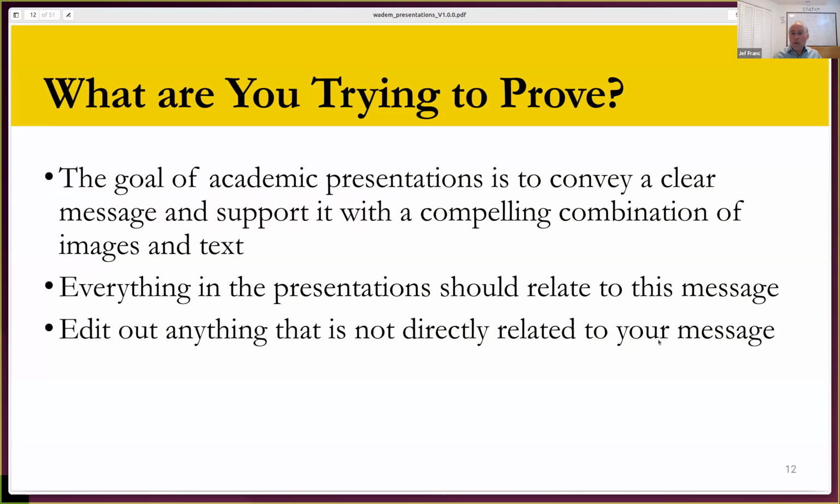Okay, so remember, the goal of these academic presentations is to convey a clear message and support it with some compelling combination of images and text. And everything in the presentation should relate to this message, to this objective. And if it's not, it should be deleted. Okay, so edit out anything that is not directly related to those objectives.